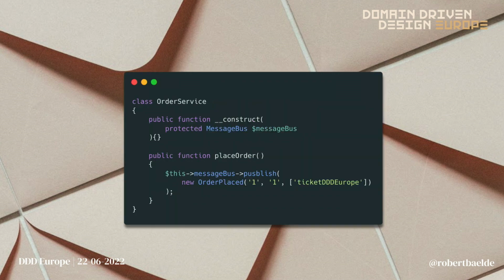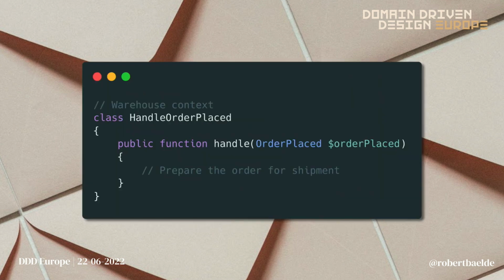Next, we can publish this event on a message bus. We inject the message bus in our order service, call publish on it with our event, and everything is great. That's the only thing the providing context needs to do. Now let's look at the consuming context. We can handle the event and do the thing we need to do. We can ship the goods if it's a physical order, or whatever. It's not my problem, but the consuming context can just do its thing.